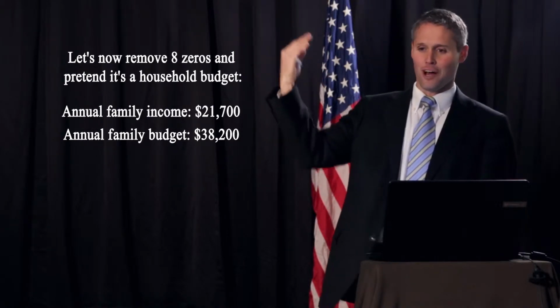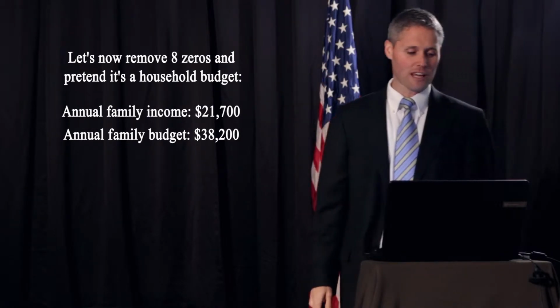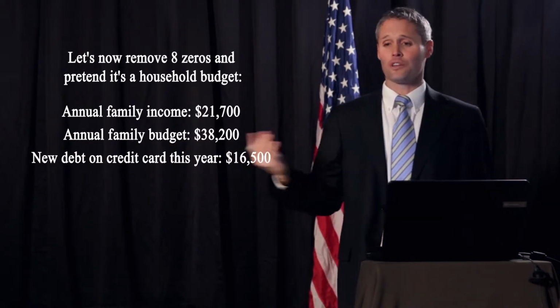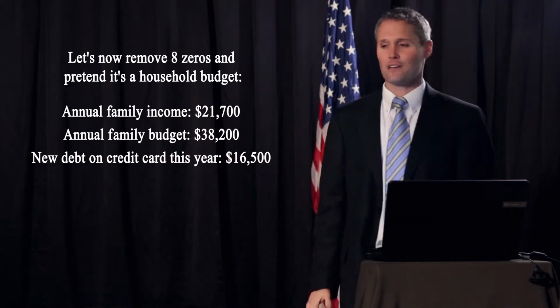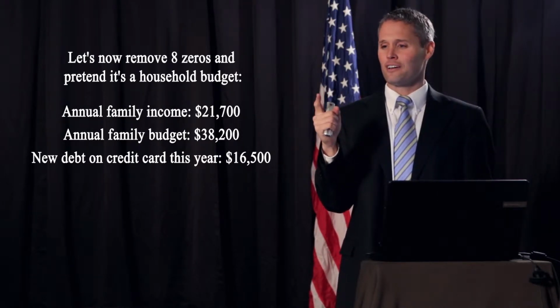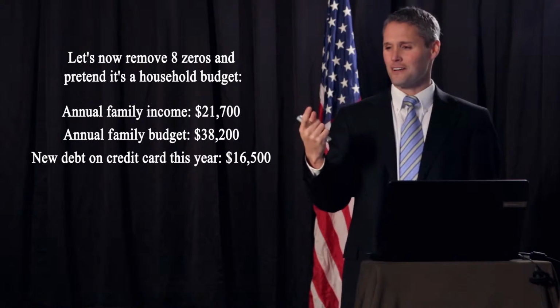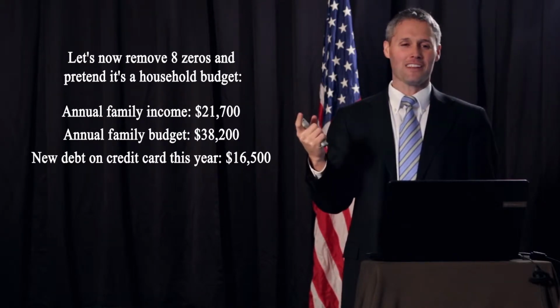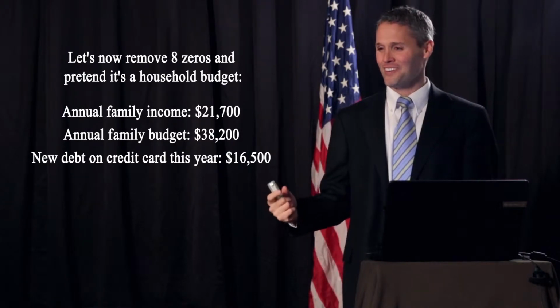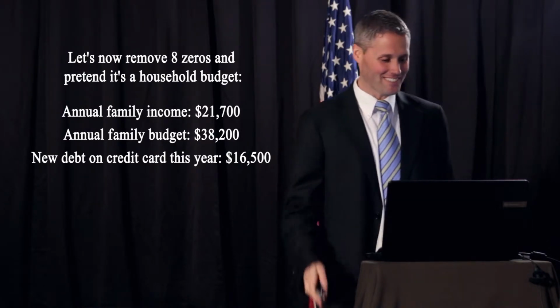The comparison there, the upper numbers there, just taking off those eight zeros. So the new debt on my credit card each year as a family, because I have no other way to pay for it, is $16,500. Wait, I'm making $22,000 and I'm putting on my credit card an additional $16,000? I'm spending $38,000, so I have no other choice but to put $16,000 every year on my credit card? Is that out of control? It's completely out of control, isn't it?